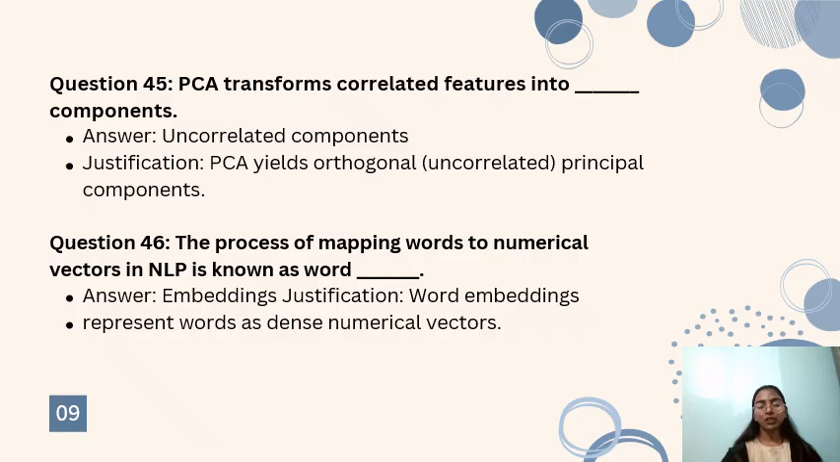Moving towards question number 45. PCA transforms correlated features into dash components. Its answer will be uncorrelated components. Its justification will be PCA yields orthogonal uncorrelated principal components. Question number 46 says that the process of mapping words to numerical vectors in an NLP is known as word dash. Answer will be embeddings. Justification is word embeddings represent words as dense numeric vectors.